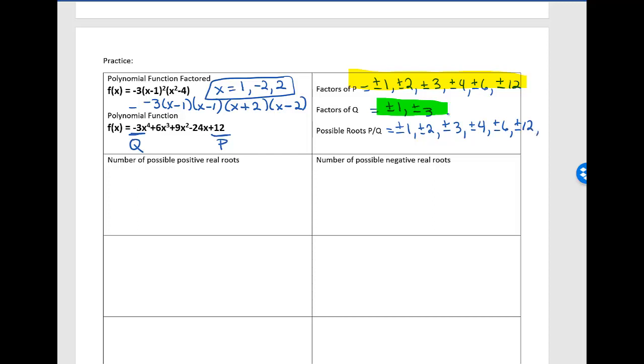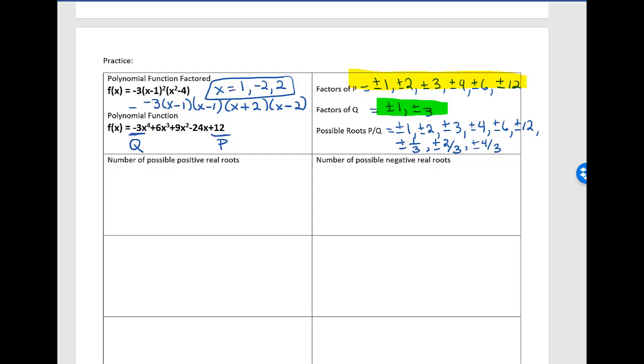Now we have to take the yellow list and put it over 3. When we do, again, if it's already listed, we don't have to include it. So we put 1 over 3, which is plus or minus 1 over 3. We put 2 over 3, which is plus or minus 2 over 3. We put 3 over 3, which is 1. 4 over 3, which is plus or minus 4 over 3. 6 over 3 is 2, which we already have, and 12 over 3 is 4, which we already have. So we have 1, 2, 3, 4, 5, 6, 7, 8, 9 times 2 because of the plus or minus. We have 18 different rational roots. And hopefully we don't have to try them all.